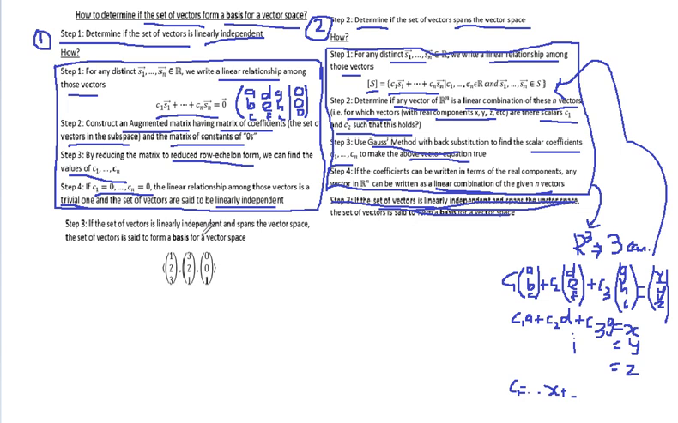So now, if we can find that it is linearly independent and it spans the vector space, we can say that it forms a basis for a vector space. So now, we are given this example of vectors. Let's start off from here. So step one, let's perform our action for step one to show that they are linearly independent.